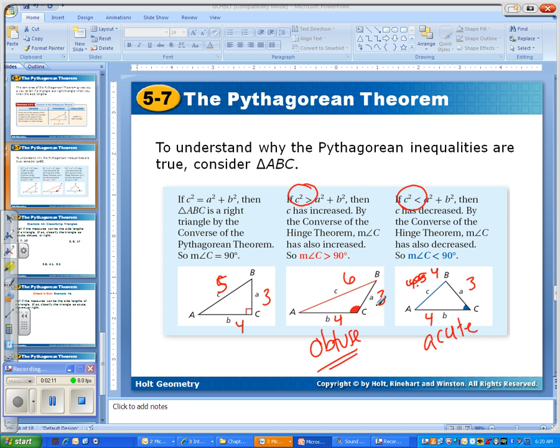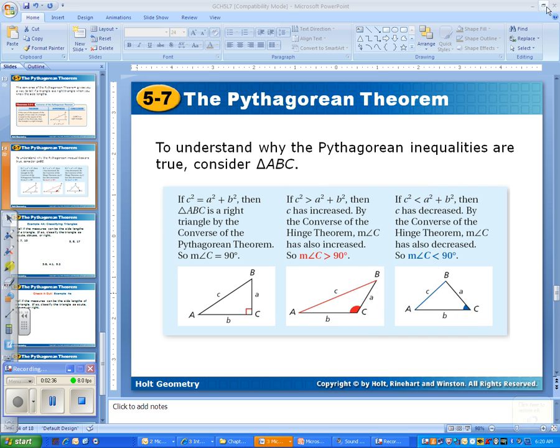If we talk about two triangles and two of the side lengths are the same, remember we said if one side length is larger, it's going to be across from a bigger angle. So since 6 is bigger than 4, this is going to be a bigger angle than what's across from 4. Again, if c squared is bigger, it's going to be obtuse. If c squared is smaller, it's going to be acute. So let's see what that looks like in terms of what you'll see in the book.